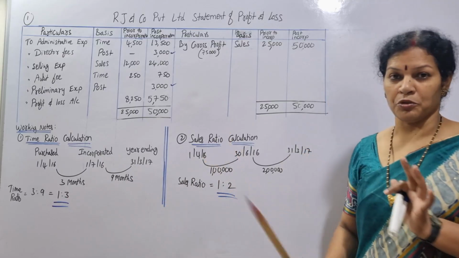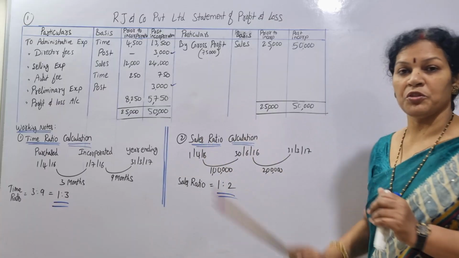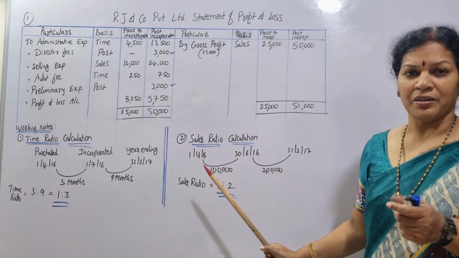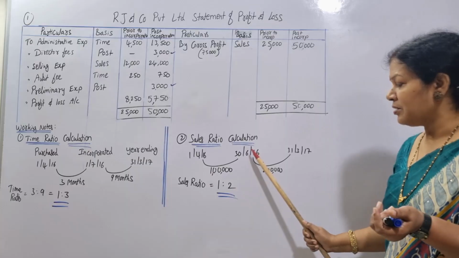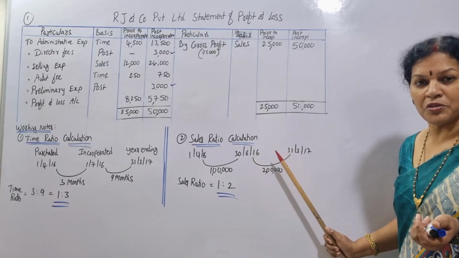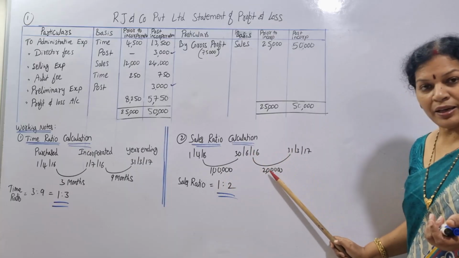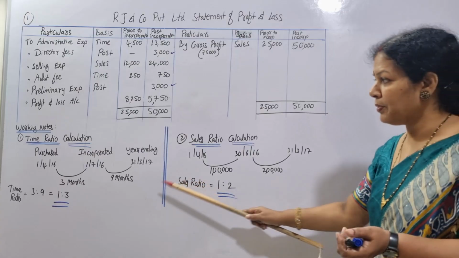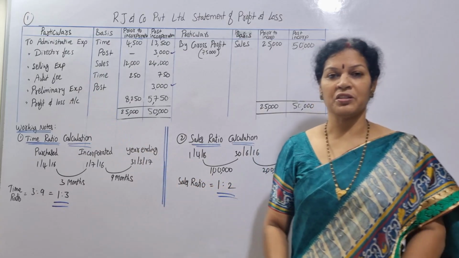In the same way, sales ratio. This period, how much was the sales? 1 lakh, they said. This period, 1 lakh. And the rest of the 2 lakh is rest of the period post, right? So 1 lakh and 2 lakh. This ratio, if you take it, 1:2 ratio. Once you have calculated these 2 ratios, simply you can start the problem.